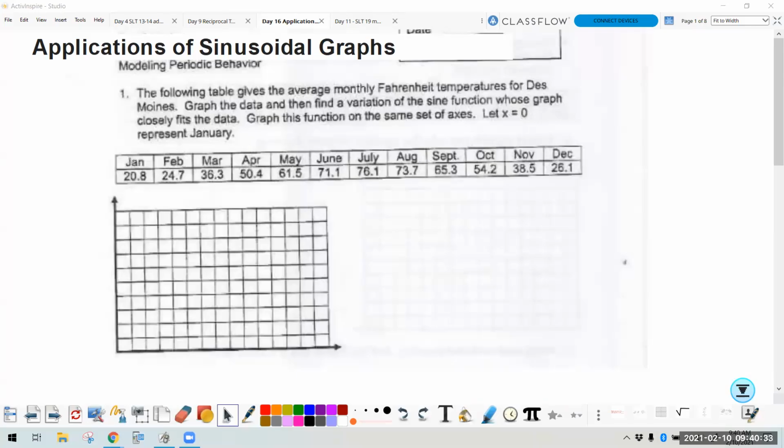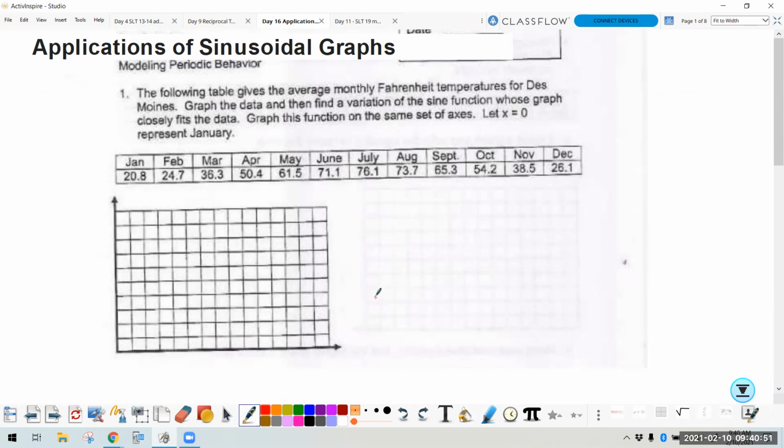Okay, so today we are going to focus on applications of these sinusoidal graphs and equations. And it's going to seem really similar to what we did before. When you're given a graph, you have to write an equation, except we're going to have an extra step where we have to sketch our graph with the data that were provided.